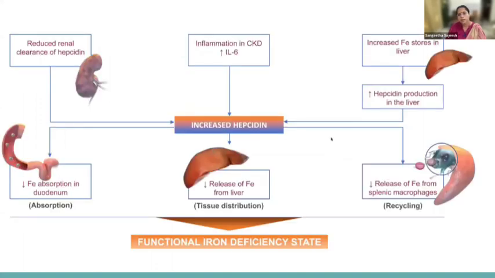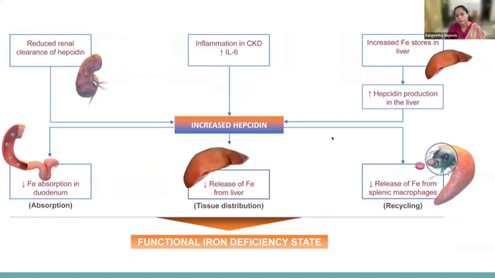And in dialysis patients, there could be a functional iron deficiency state also. Functional iron deficiency state is because of the increased inflammation. There will be increased hepcidin level in the body due to the increased hepcidin production in the liver, and the reduced renal clearance of hepcidin, and due to the inflammation as such producing increased hepcidin. So all this, as I have said earlier, will impair the iron absorption, tissue distribution, and recycling of iron. So there will be a functional iron deficiency state. It's like a reticuloendothelial blockade of iron distribution and use.